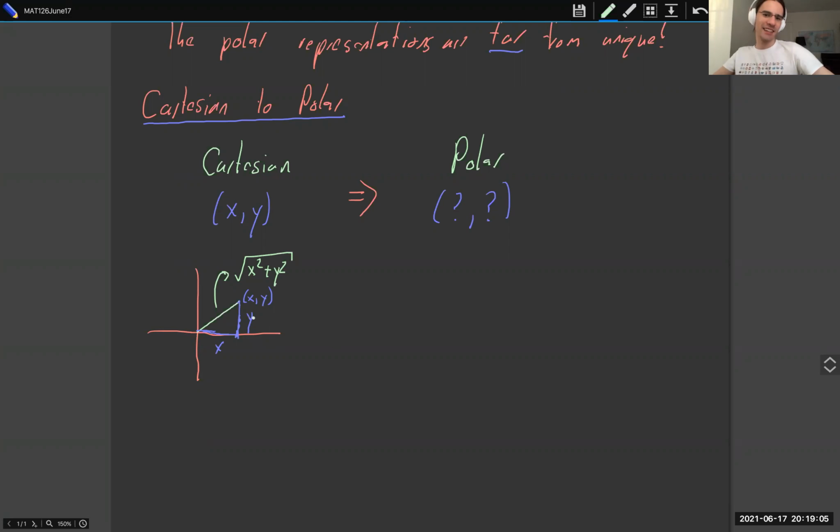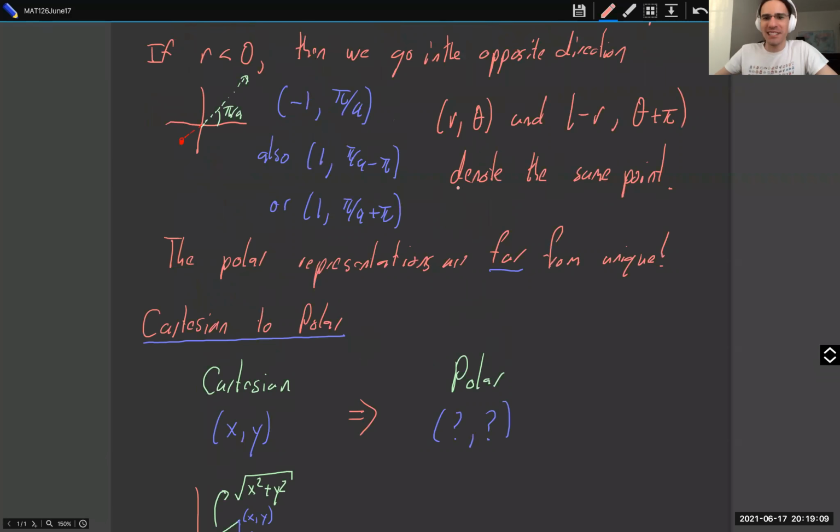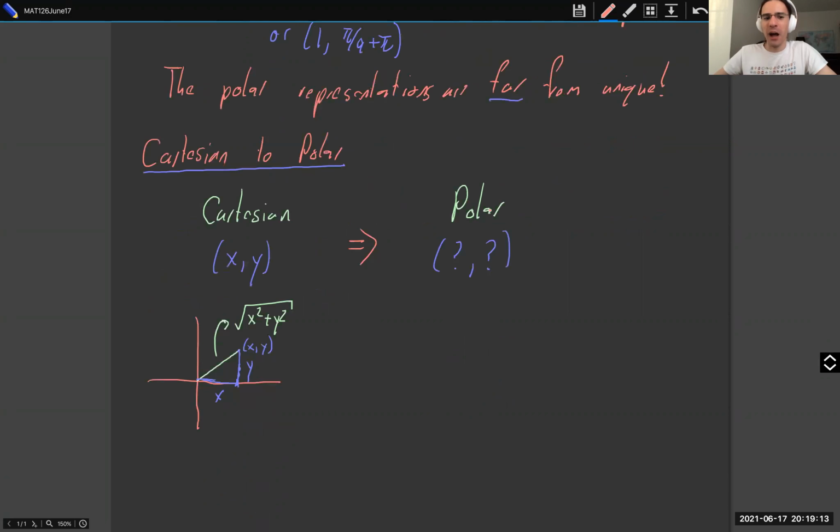Okay, good. So remember that the representation of the radius isn't unique. We could also represent it as a point with minus r. But the distance is square root x squared plus y squared.